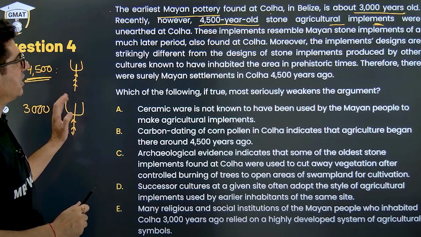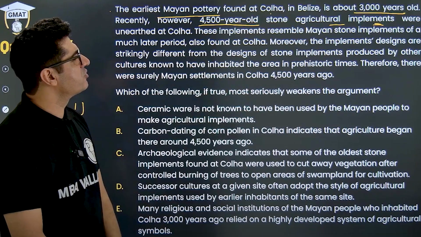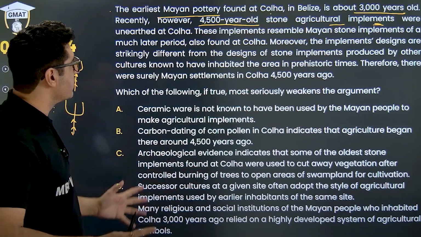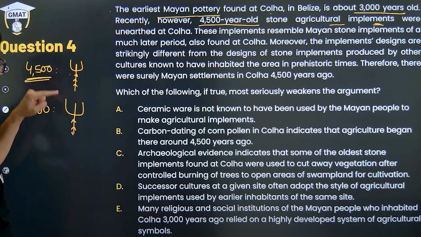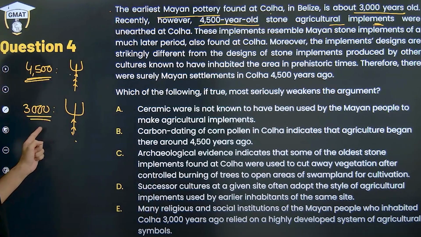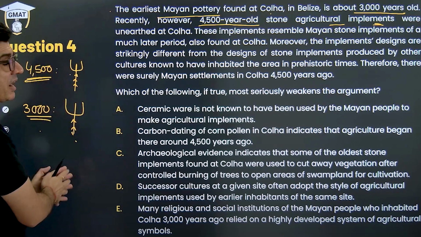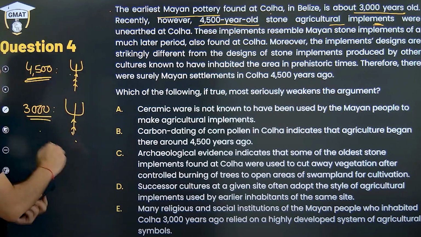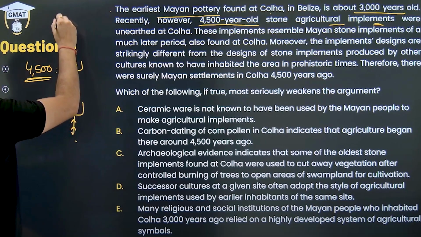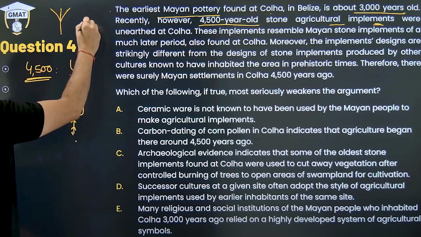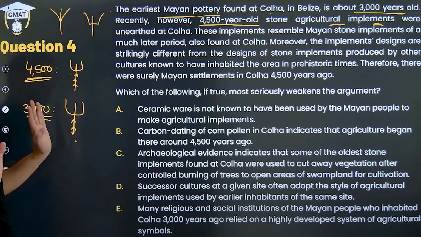ये बोल रहे हैं. हाँ, moreover the implement designs are strikingly different from the designs of stone implements produced by other cultures known to have inhabited the area in prehistoric times. तो 4,500 साल पहले ऐसा एक इंप्लीमेंट मिला. मायंस का 3000 साल पहले का इंप्लीमेंट भी है जो इसको रिजेंबल करता है, लेकिन इसी एरिया में इनसे पहले जो बाकी सिविलाइजेशंस रहती थी उनका इस इंप्लीमेंट का या इन इंप्लीमेंट्स का डिजाइन अलग था. हाँ, बाकी लोगों का देखते तो आपको किसी का ऐसे मिलता, किसी का ऐसे मिलता, ऐसा नहीं था उनका.